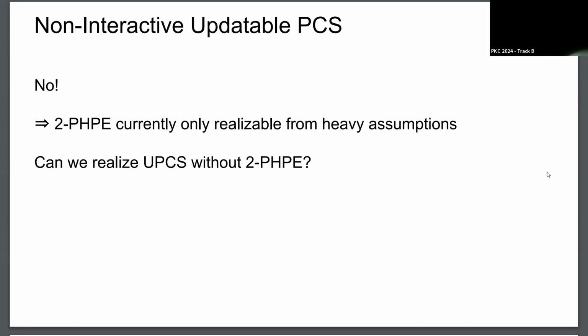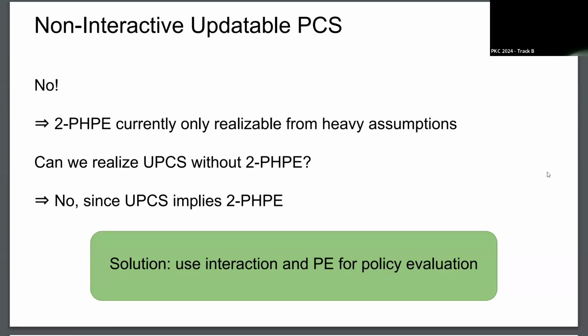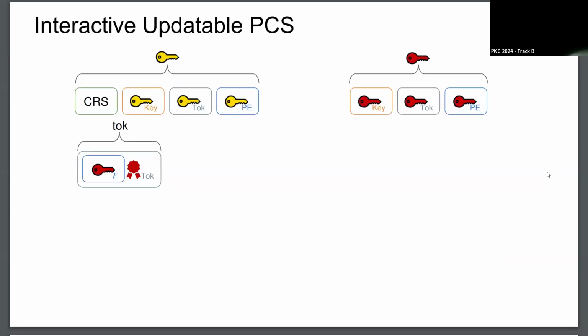So another question could be, well, can we try harder to come up with a construction that maybe doesn't need this heavy primitive? But it turns out that the answer here is also no, because you can think about an UPCS scheme as a partially hiding scheme, where the public key acts as a ciphertext, the secret key acts as an encoding, and the token acts as a functional key. So how are we going to solve this problem? We're going to solve this problem by introducing interaction, as well as relying on a single input predicate encryption scheme for the policy evaluation and signature generation. So yeah, we're switching to the interactive setting.